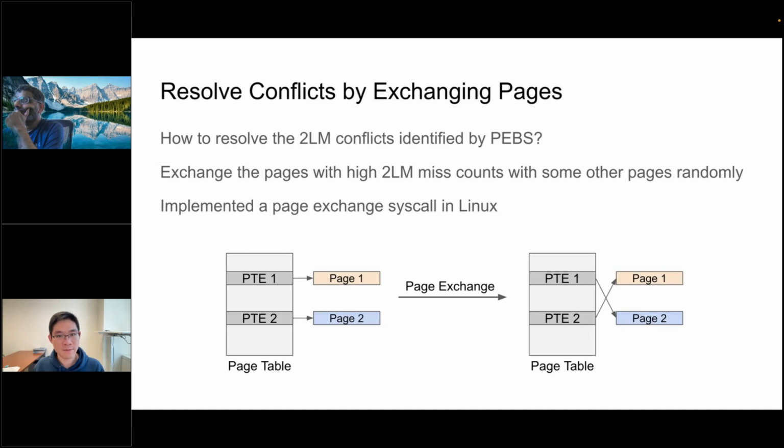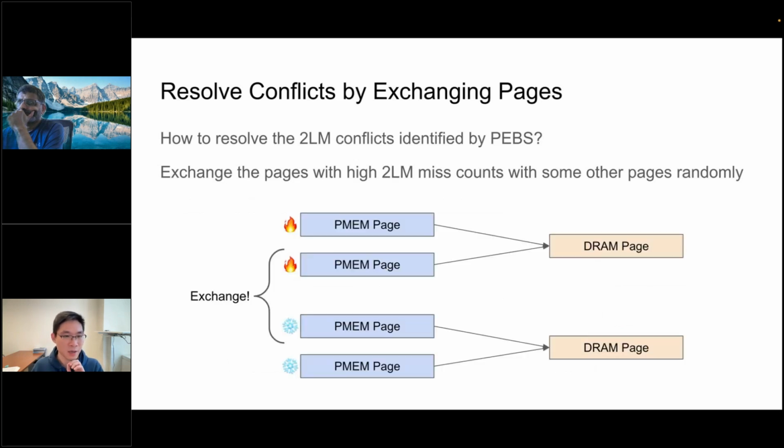I think this slide might help explain that a little bit. For example, if you look at the first pair of PMM pages, they are both popular, but they're both mapped to the same DRAM page. So that caused a lot of conflict. If we are able to do page exchange, then we can make sure that popular PMM pages won't be mapped to the same DRAM location.